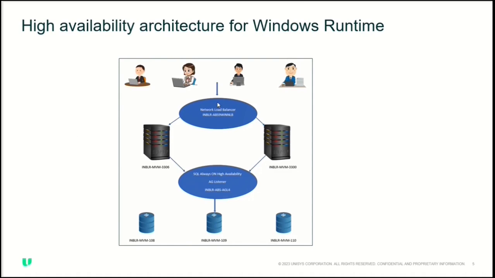This is how the high availability architecture for Windows Runtime looks like. To achieve high availability, we have set up a distributed environment where we have created two clusters, one for network load balancer to achieve the application high availability and other for the SQL Always On to achieve the database high availability.